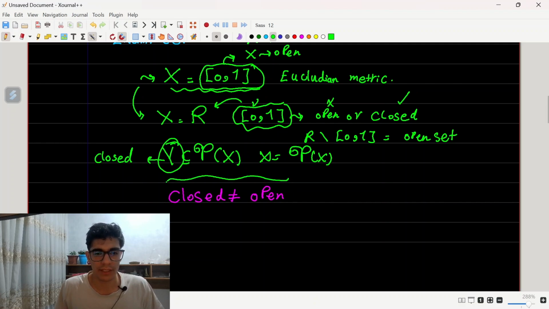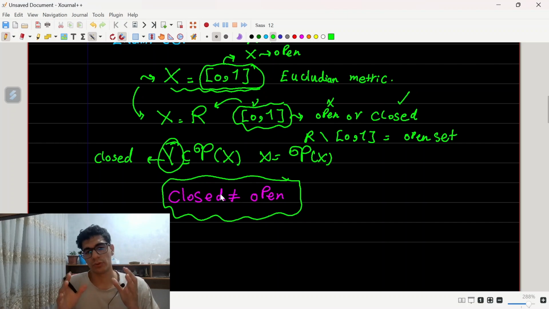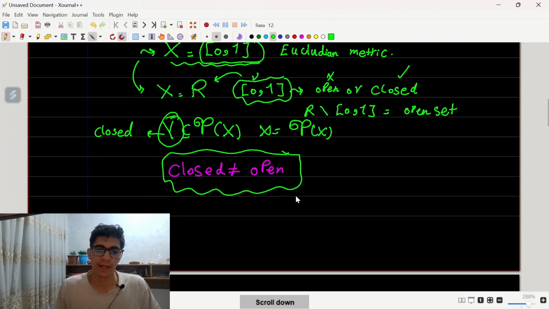So the one thing you need to remember is that closed does not mean not open. These two things are not in contradiction with each other. They're just two different properties of a set, and a set can be both closed and open, or can be neither of them. So do not mistake not closed as open or not open as closed. And that's it.